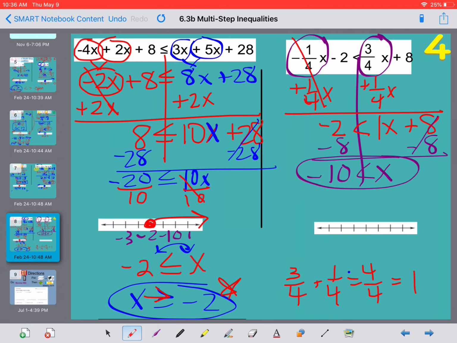There we're good to go, except we got to graph it. So we got to flip-flop it around. X, negative 10, and our symbol flips as well. So open circle, because there's no equal to, all of our answers are just greater than negative 10, pointing to the right.